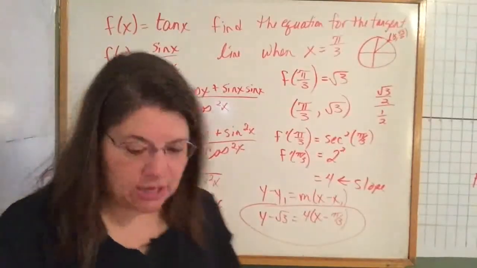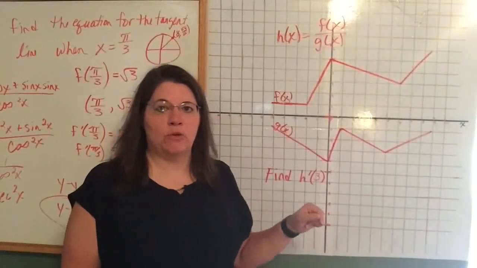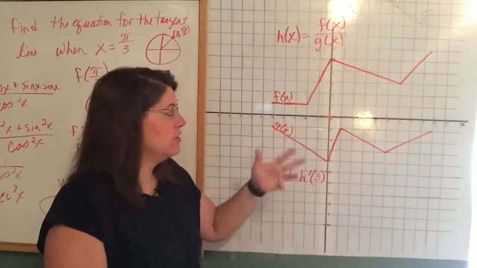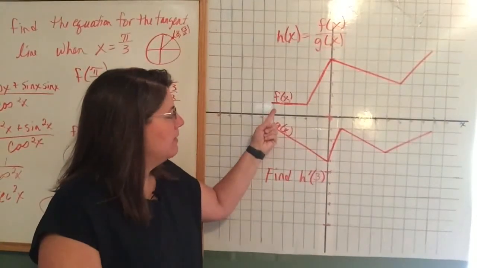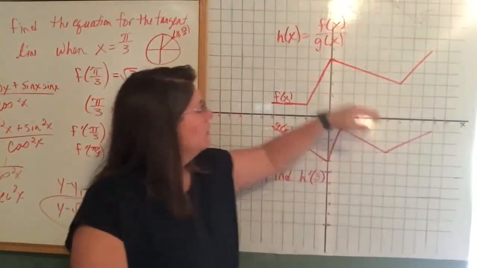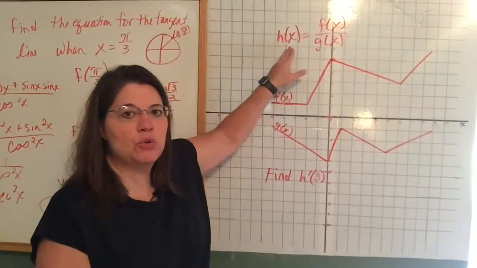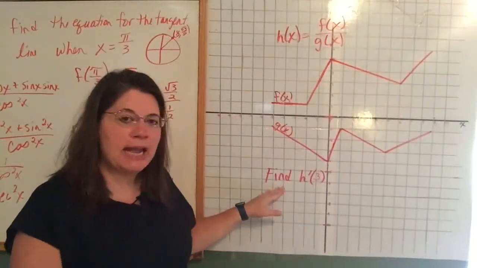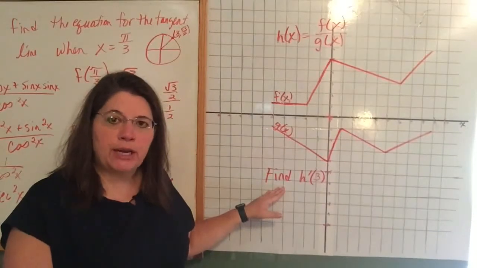All right, the next application. This is the next application of the quotient rule. Here, I have two functions that are graphed. They're piecewise functions, but that doesn't really matter. This is f of x on the top here, and g of x is here. And they're telling us that h of x is equal to f of x over g of x. And down here, they're telling us to find h prime of 3.